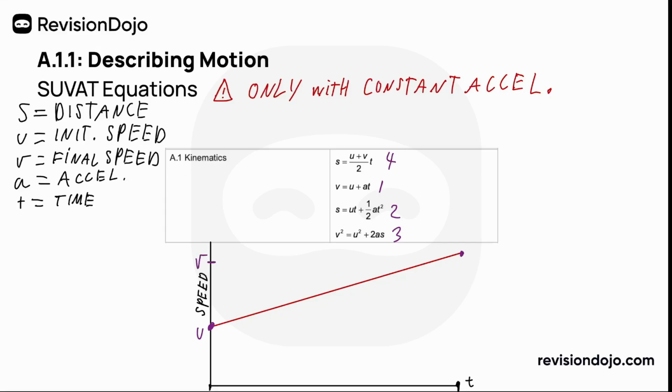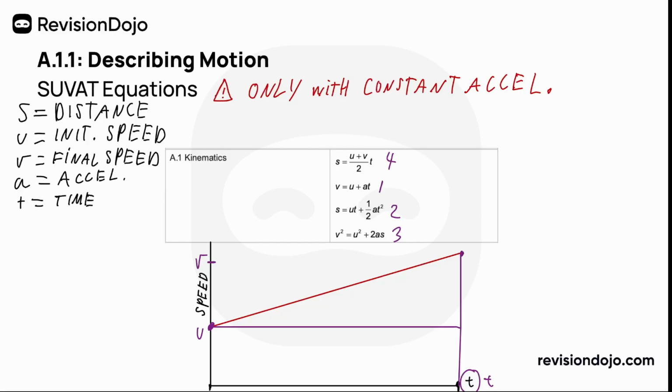Then acceleration, if you remember well, is the gradient of the graph. So it's going to be measured using rise over run. Time is of course just the interval of your graph. So time is here at the bottom, T. And finally, distance, if you remember well, is the area under the graph. And then what we need to do is divide this graph into a triangle and a rectangle and find the areas. Alright, let's see how we do that exactly.